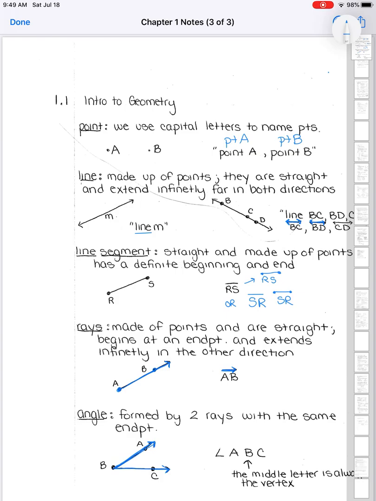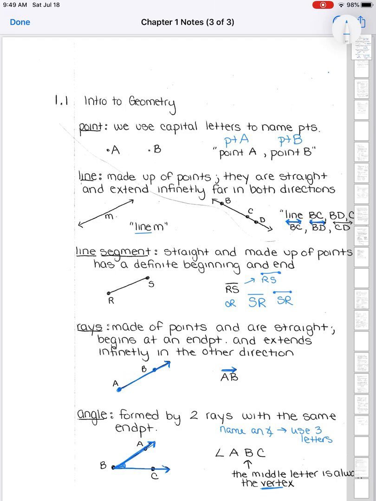For an angle, those are formed by 2 rays with the same endpoint. So we have one ray here, BC, and we have another ray here, which is BA. When you put those 2 together, they both share that same common beginning point of B. So that B acts as the vertex of the angle itself.